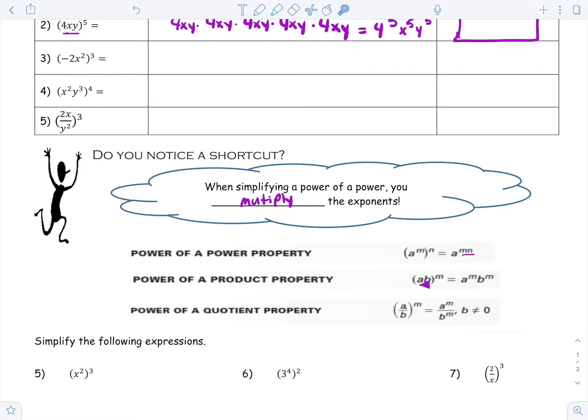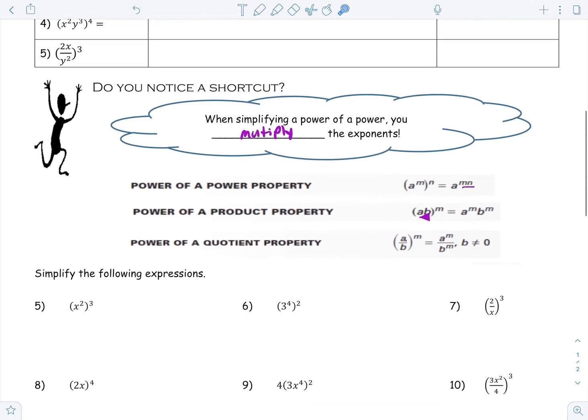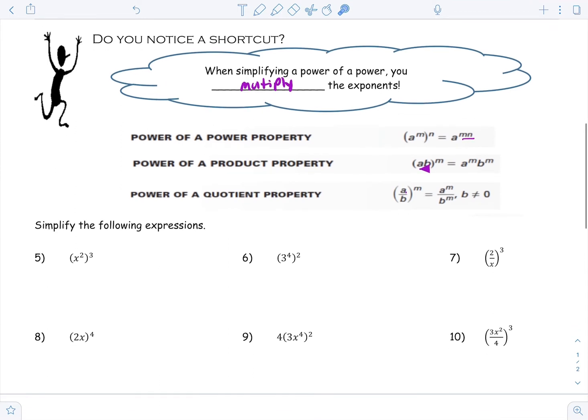And then if you have a quotient like a divided by b, then it's raised to an exponent. You can distribute that exponent to the numerator and denominator. Just make sure that base isn't 0. All right. It says simplify the following expression.